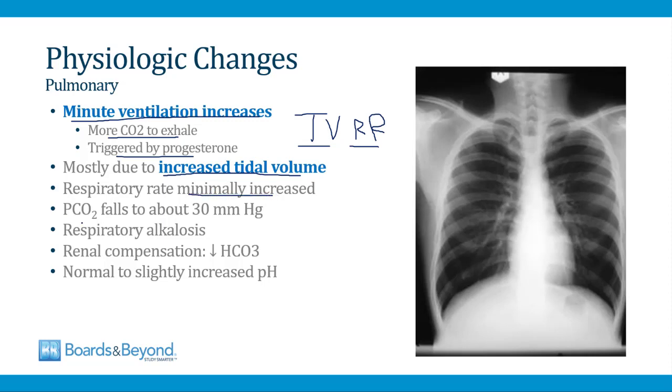Because minute ventilation increases, usually the PCO2 falls slightly in pregnancy to about 30. Normal is about 40. This will cause a respiratory alkalosis. Anytime the PCO2 falls, that leads to a respiratory alkalosis, and the kidneys will compensate by decreasing the bicarb. So during pregnancy, it's normal to have a slightly reduced PCO2, a mild respiratory alkalosis with a small decrease in the bicarbonate level, and the pH is usually normal to slightly increased.